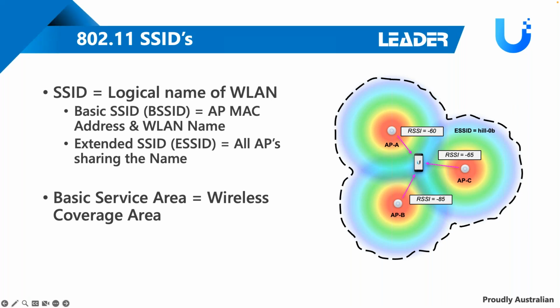That same name is called an ESSID, Extended Service Set Identifier. What the ESSID is responsible for is essentially using the same wireless LAN name across multiple access points. I know some resellers refer to this as meshing. It's not really meshing in the true sense of the term, it's just extending the same name to everything. So in this example, the SSID here is Hill 0B, and it's that shared name across all of the access points. That would be your ESSID.